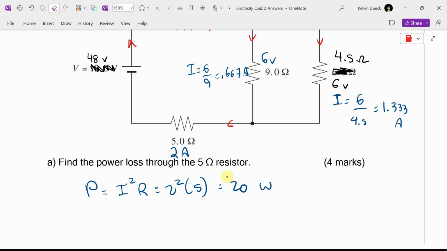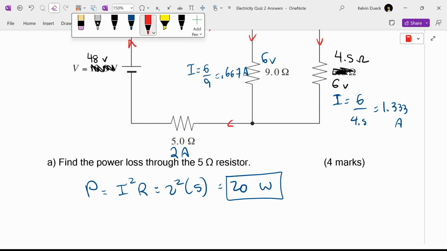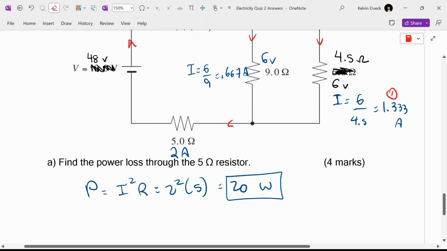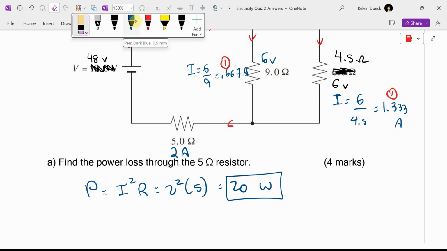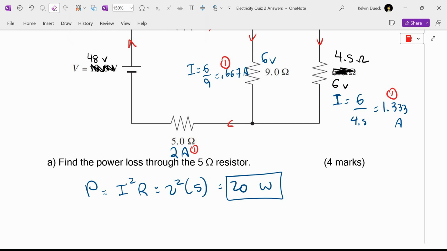So if you got that, 4 out of 4. Otherwise, I would give you 1 mark for finding that, 1 mark for realizing that's 6 volts, 1 mark for finding that. Actually, no, I would probably go no marks for the 6 volts. I would give you 1 mark for finding I total and then 1 mark for the answer.